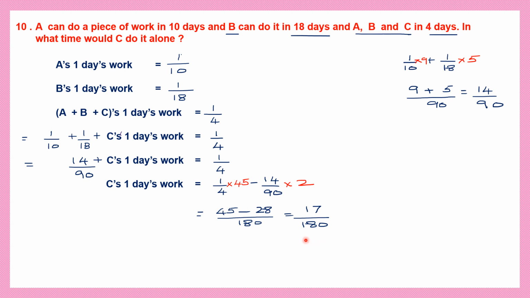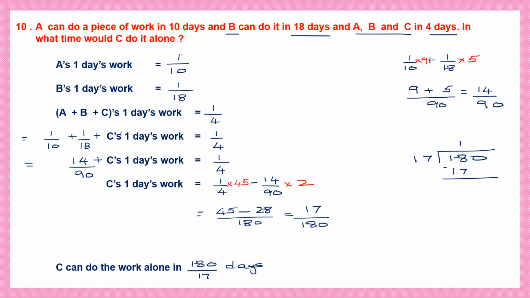That means if we have to find out in what time C could do it alone, we have to write the reciprocal of this. So C can do the work alone in 180 by 17 days. We have to write the reciprocal. Now this is an improper fraction, so let's reduce it to a mixed number. 180 divided by 17. So 17 ones are 17 minus 1, 0. Now here it's 0. 17 into 0 is 0 minus 10. So what do we have? We have 10.